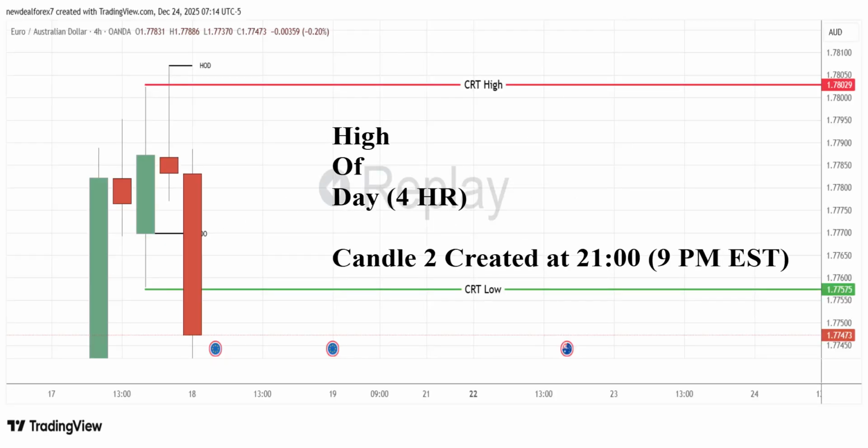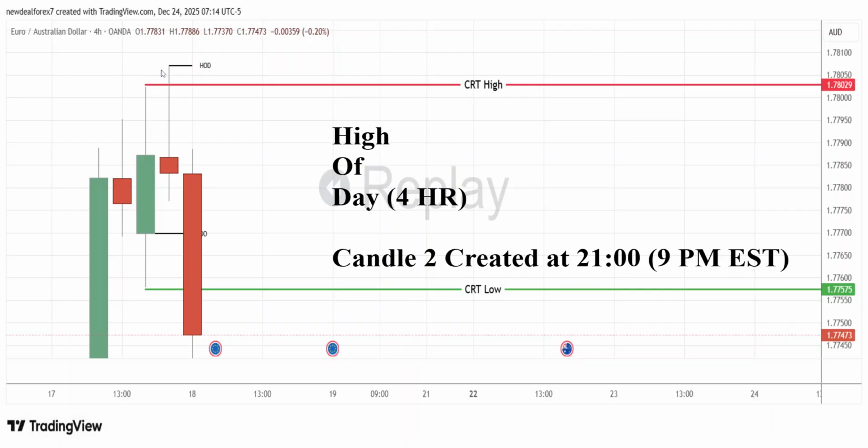This is just an example of a 4-hour chart. The indicator that I use to isolate the high or low of the day is an indicator called Mark Levels on TradingView. So you can look at that. It's just going to put a high of the day marker and low of the day marker on your chart for you automatically, so you don't have to do it manually. But this is the same basic 3-candle pattern.